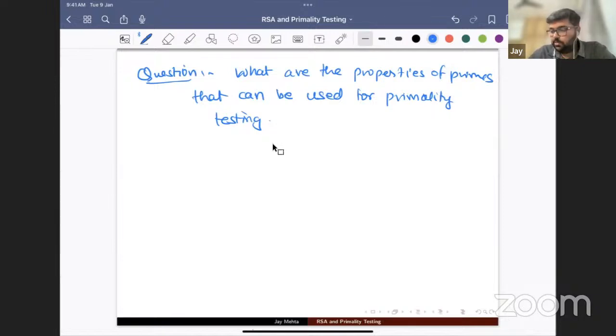Whenever we see some property of primes, we can ask that if it is not satisfied, then we know the number may be composite. Are there Carmichael-like numbers for such a property or not? That can be explored. That is one question.